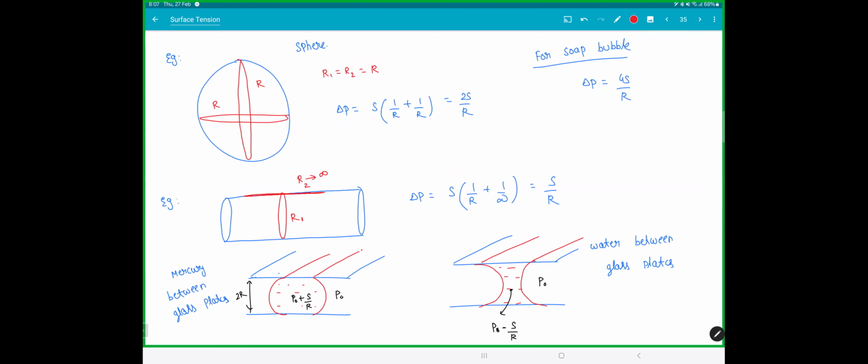The best thing is, even if you give me some random surface, I can figure it out and use this. Generally, they won't go beyond cylinders, but just in case. Clear with this? So that's a bit about excess pressure.